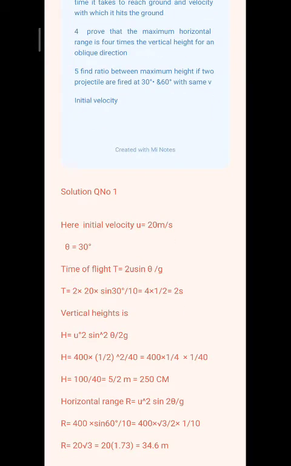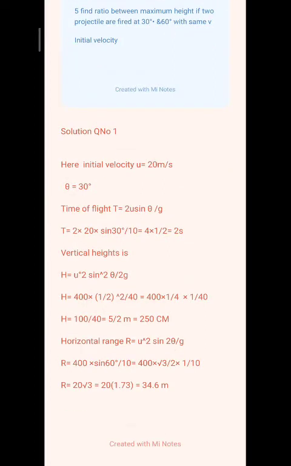Vertical height is u square sin square theta by 2g. So it is u square, that is 400, into sin square 30, that is 1 by 2 square, and 2g is 20. We simplify: the zeros cancel, and it is 400 into 1 by 4 divided by 20, that is equal to 100 divided by 20, that is 5 meters.